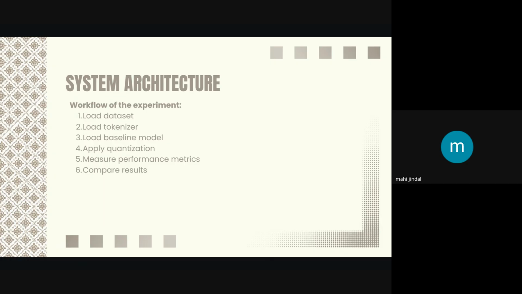Now let's talk about system architecture. The workflow follows six clear steps. We start by loading the dataset, then load the tokenizer, followed by the baseline model. And from there, we apply quantization, measure the performance metrics, and finally compare the results across configurations. This end-to-end pipeline ensures everything is systematic and reproducible.